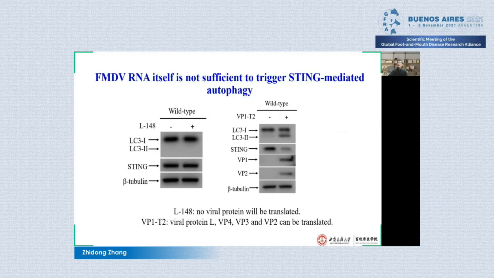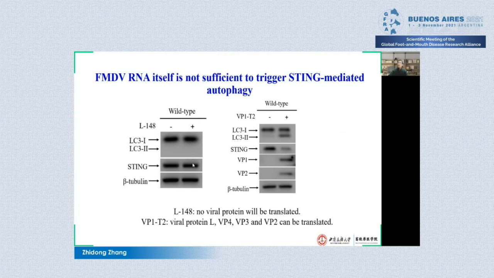When the virus infects cells, the cells sense the viral RNA. So we test whether the viral RNA is good enough to induce STING-mediated autophagy. We'll do two things. One is we transfect the cells with the viral RNA, where no viral protein will be translated. So when you do this, no viral protein can be produced.